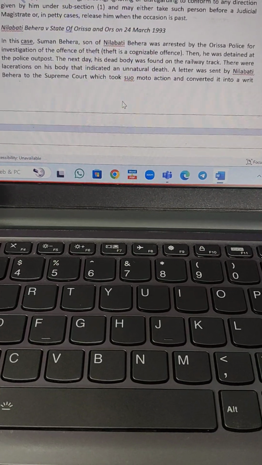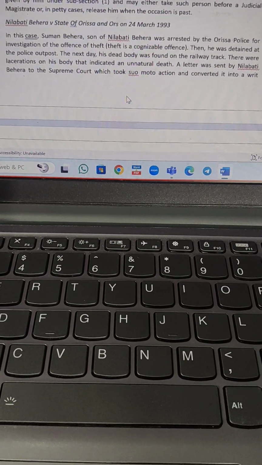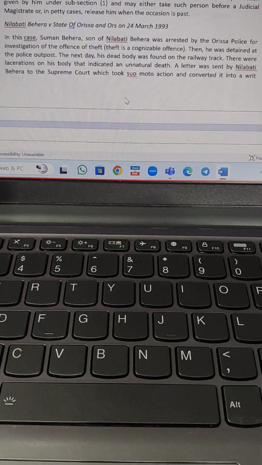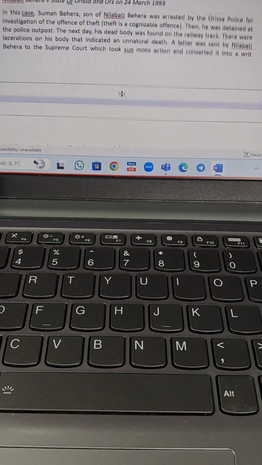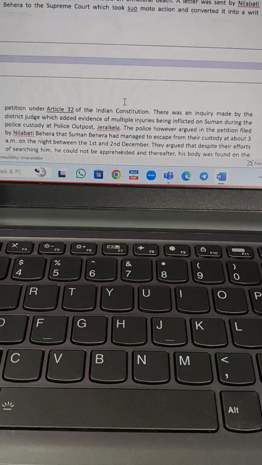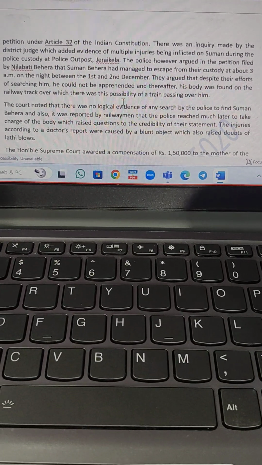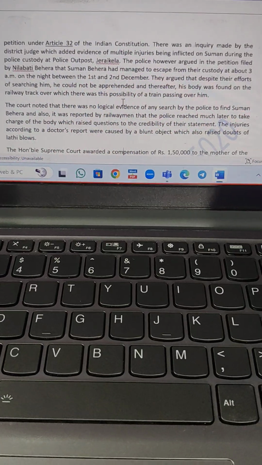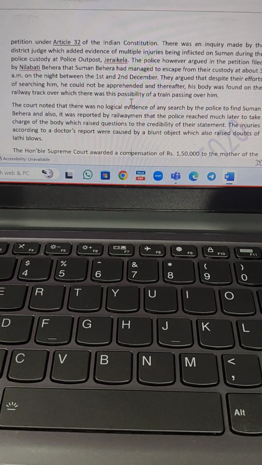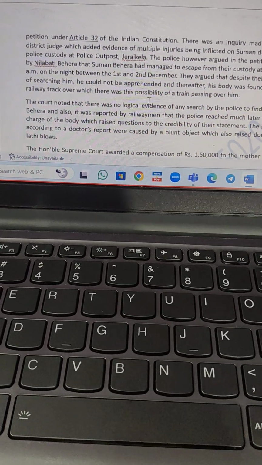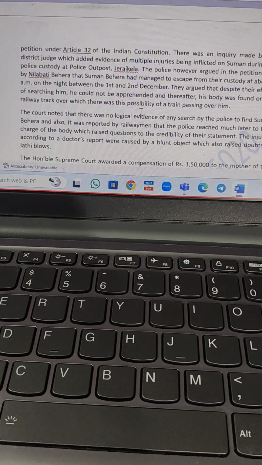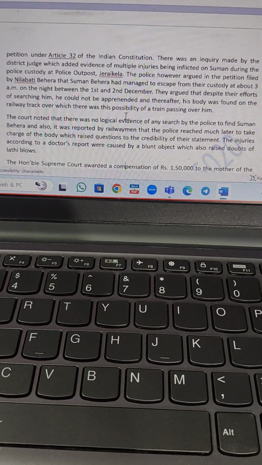A letter was sent by Neelabati Behera to the Supreme Court, which took suo motu action and converted it into a writ petition under Article 32 of the Indian Constitution. There was an inquiry made by the district judge which produced evidence of multiple injuries being inflicted on Suman during the police custody at the police outpost at Jerekela.